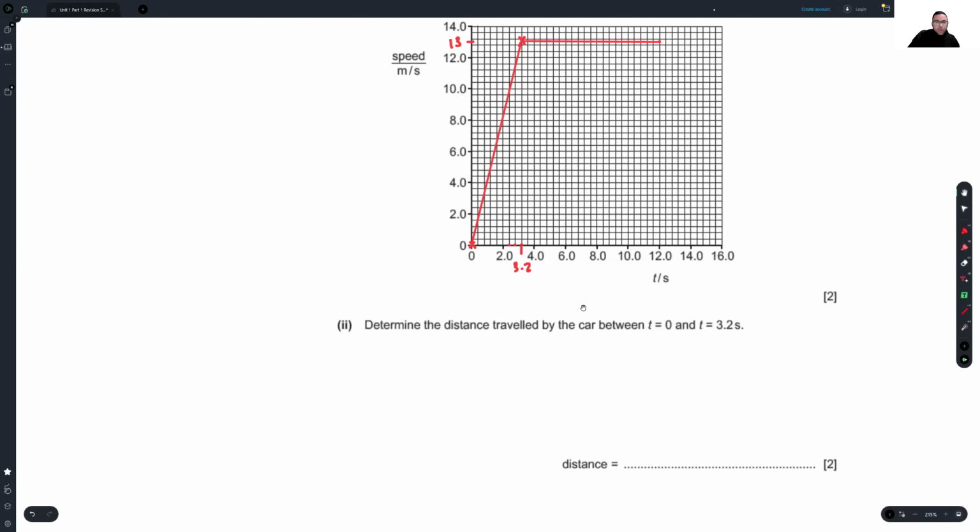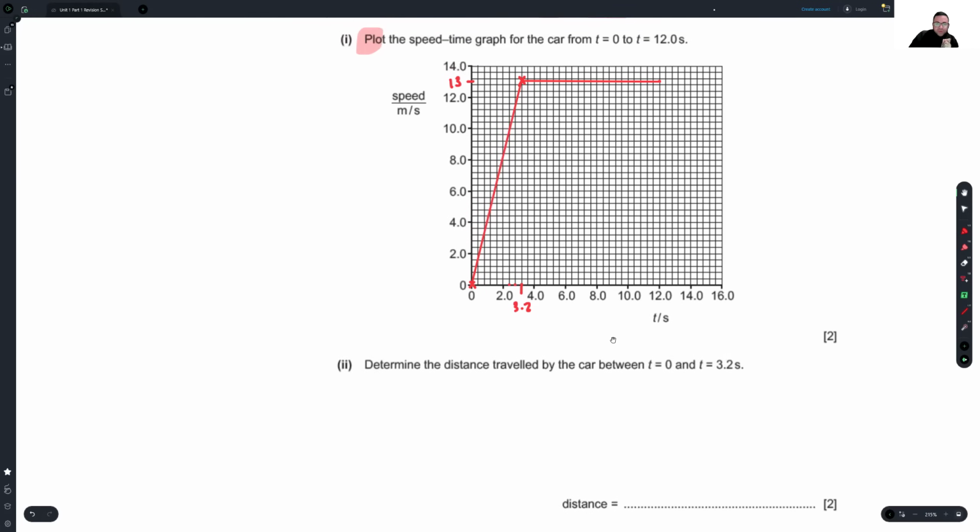Next. Determine the distance traveled by the car between 0 and 3.2. Look at this. Distance means area on the graph, but which area? Not the total, he wants it between 0 and 3.2. So I'm just going to highlight that shape so you can see it. It's not part of the answer. What shape is this? It's a triangle, which is half times base times height.